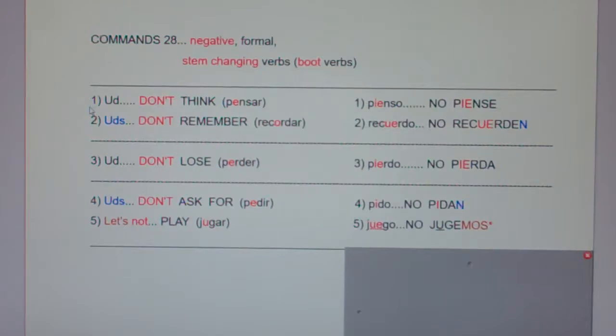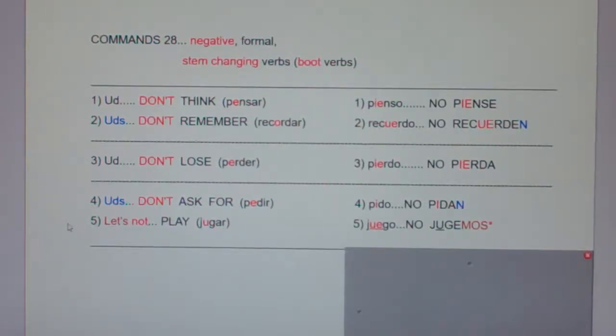Number two, you guys don't remember, no recuerden. You guys don't remember, no recuerden. Number three, you sir, don't lose, no pierda. You sir, don't lose, no pierda. Number four, you guys don't ask for, no pidan. You guys don't ask for, no pidan.